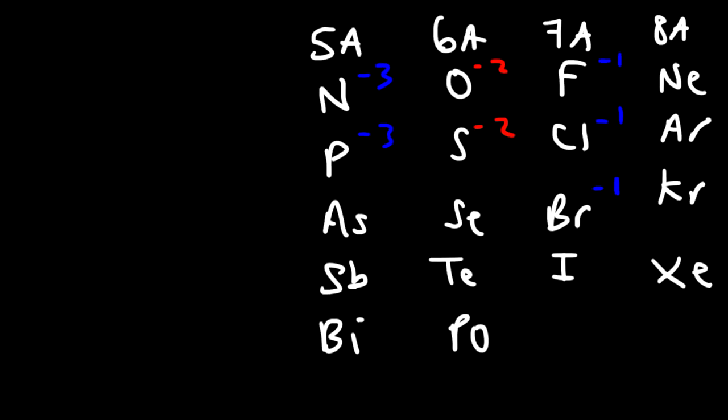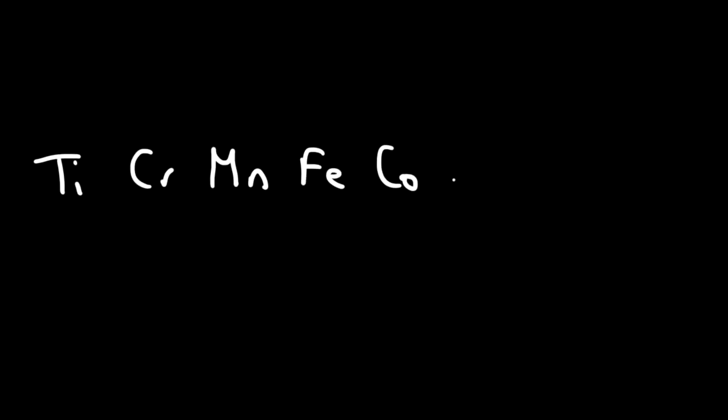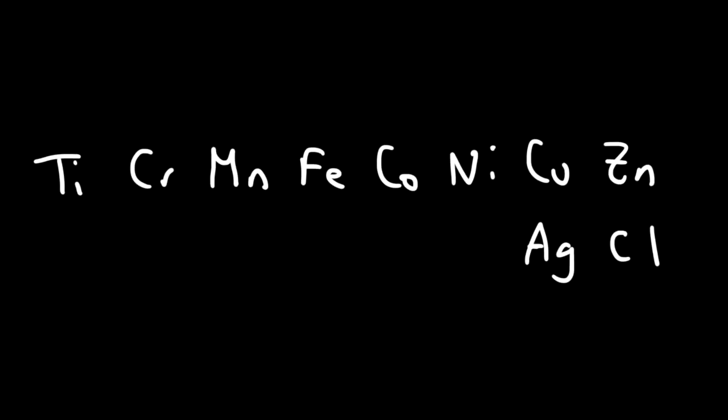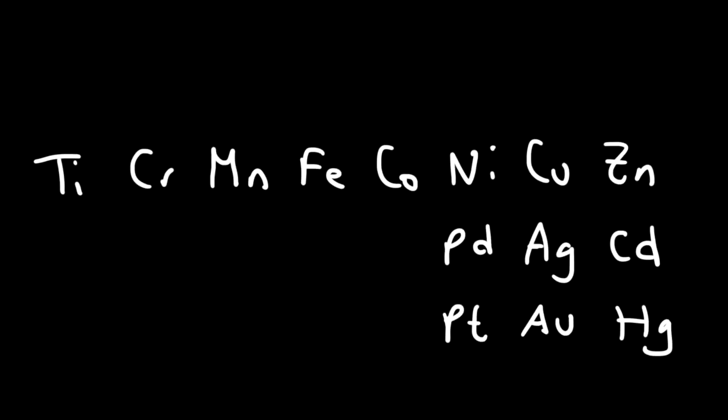Now, from group 3 to 12, you have the transition metals. I'm not going to go through all of them, just a few common ones, such as Ti, that's titanium, Cr is chromium, Mn is manganese, Fe is iron, Co is cobalt, Ni is nickel, Cu is copper, Zn is zinc, and then Ag is silver, Cd is cadmium, Hg is mercury, Au is gold, Pt is platinum, Pd palladium, and those are the most common ones you'll see.